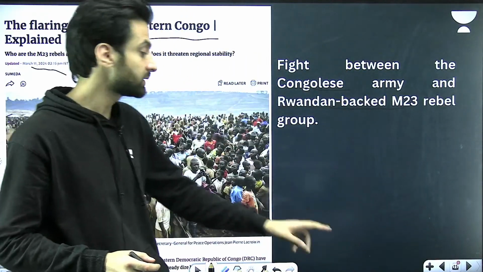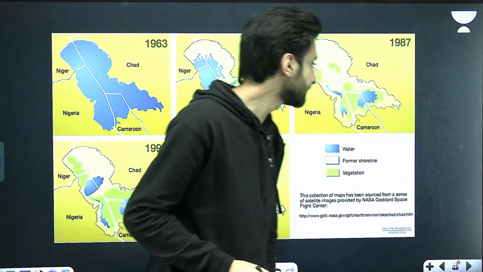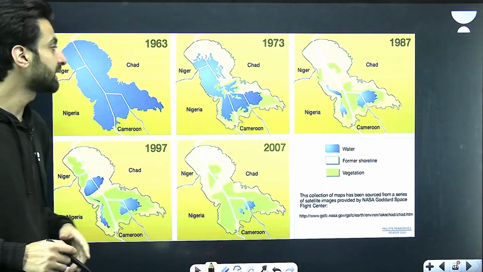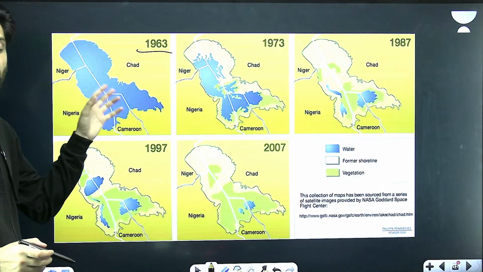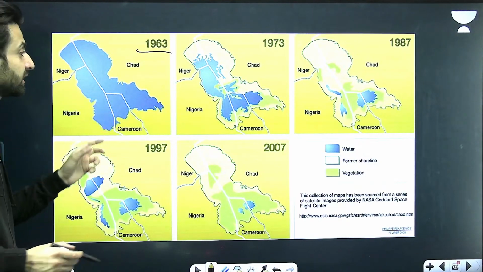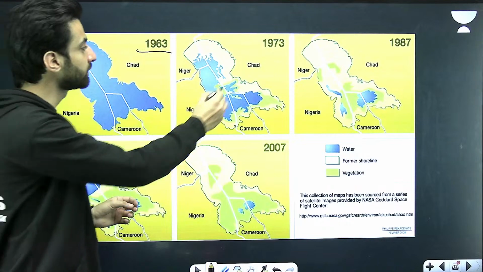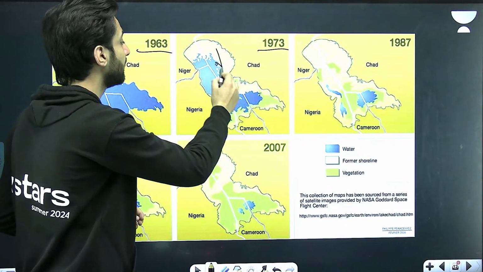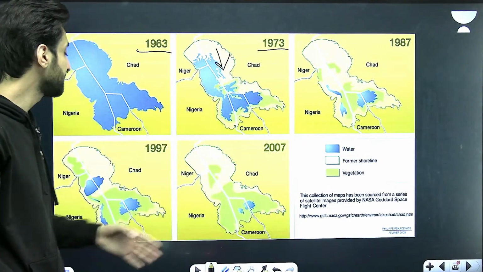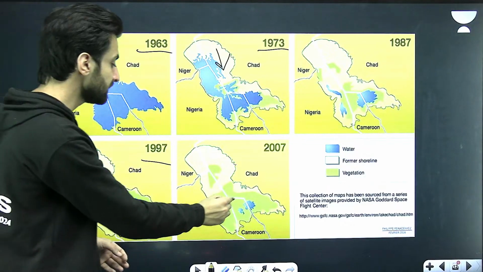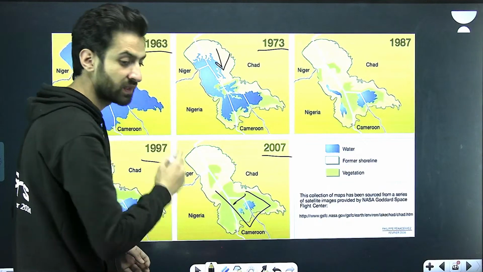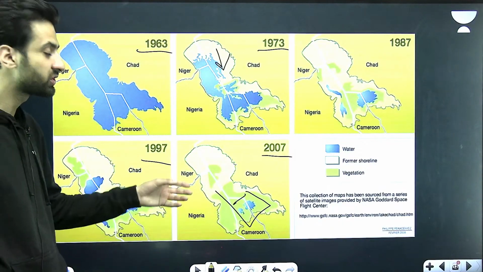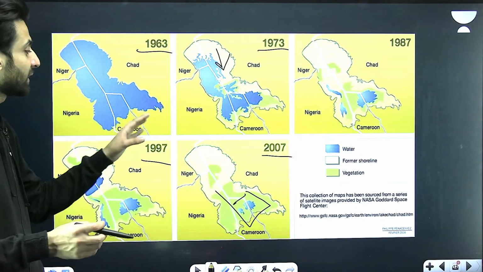This was the news about the M23 rebels. This is all about Lake Chad that I was just discussing. In 1963, you can look at the amount of water that was present there, then how gradually over the period of time it started to decrease. The size of the lake has decreased a lot in 1987, 1997, and this is the situation in 2007. It's totally gone. There is just a little bit of water left, otherwise the lake is gone.